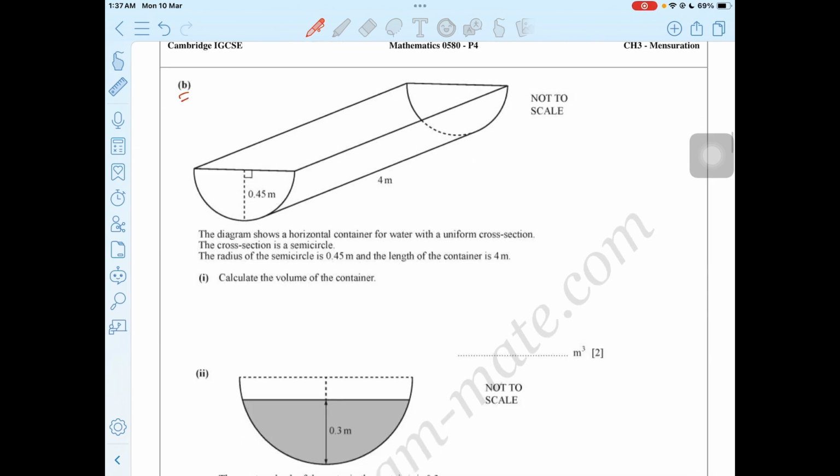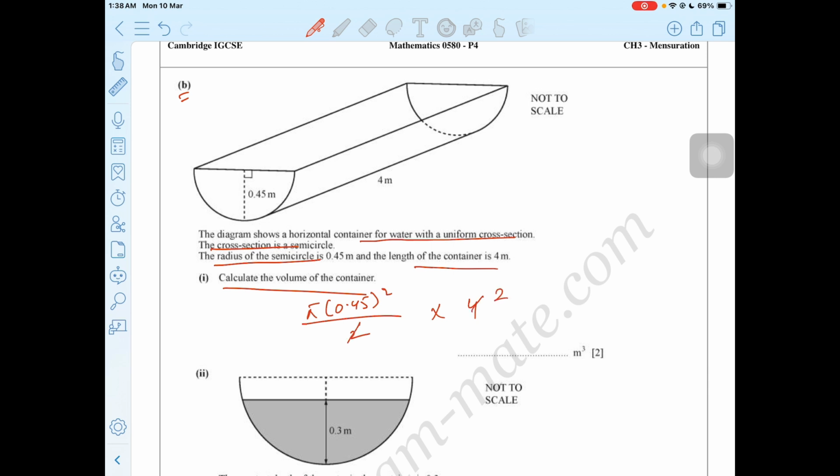Part B. Diagram shows a horizontal container for water with a uniform cross section. The cross section is a semicircle. The radius of the semicircle is 0.45 and the length of the container is 4. Calculate the volume of the container, right? So first let's just calculate the area of the semicircle. So this would be pi 0.45 squared upon 2. We need to calculate the volume, so we multiply it by length, right? So this would be pi multiplied by 0.45 squared upon 2 multiplied by 4.